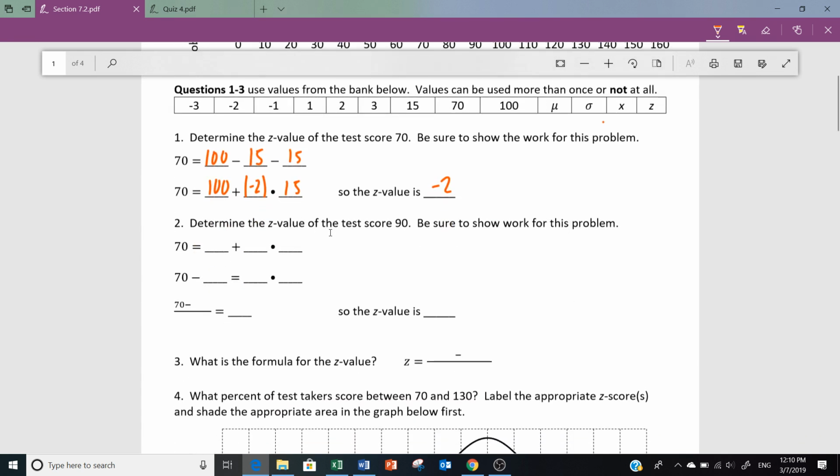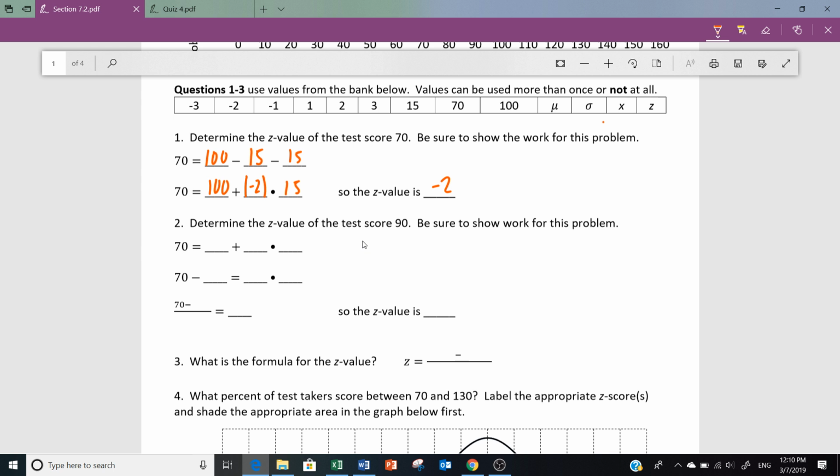But maybe we want to find the z-value of 90. Let's use the same formula here. We did 70 equals 100 plus -2 times 15, to now find the z-value of a test score of 90. So let's go ahead and fill this top part in.